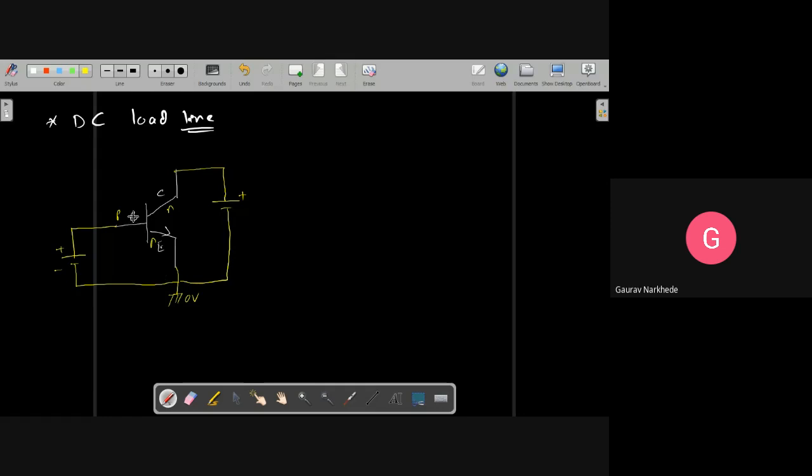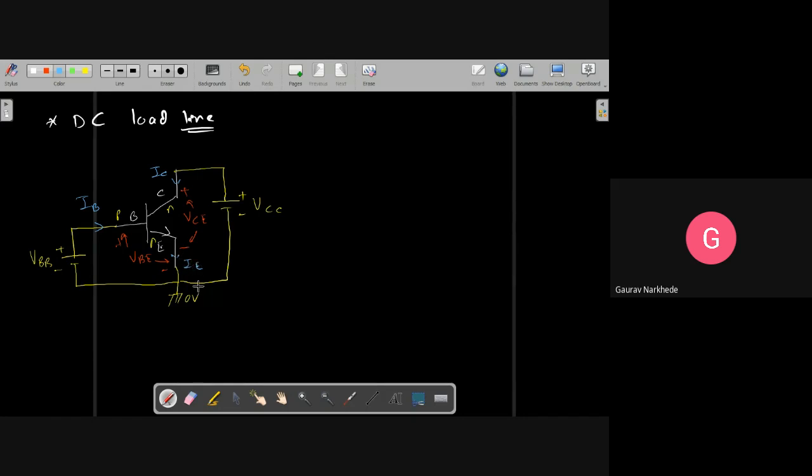Let us say that the voltage applied to the base is VBB, and the voltage applied to the collector is VCC. There is one more voltage between base and emitter, VBE. Similarly, there is a voltage between collector and emitter, which I will call VCE. Now there will be some currents flowing in the transistor. Let us call them IB, IC, and IE.